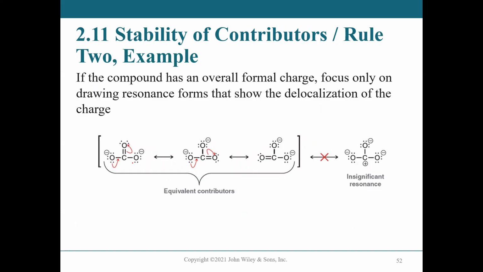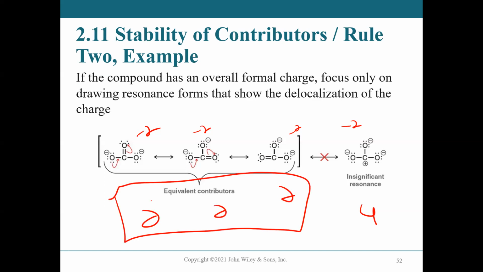These are equivalent contributors, just like we saw in benzene. And this one has more formal charges, so it would be 1, 2, 3. This would be -2, and here we have -2. They're all -2, right? But if you can get the formal charges down to fewer formal charges, then it's a better contributor. So here we have a total of 4 formal charges, 2, 2, and 2. We prefer to have just 2 formal charges rather than an overall 4, even though we get the same overall -2.